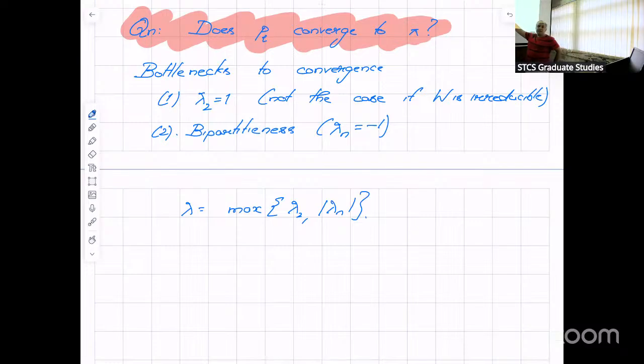If this quantity is separated from 1, then those two obstacles disappear. What we'll now show is that if this quantity is away from 1, then actually the random walk will converge to the stationary distribution. In other words, those are the only two obstacles. If lambda n is not minus 1 and lambda 2 is not 1, then the walk will converge to the stationary distribution. In the second one, not only bipartiteness, any k-partiteness will give you problems.